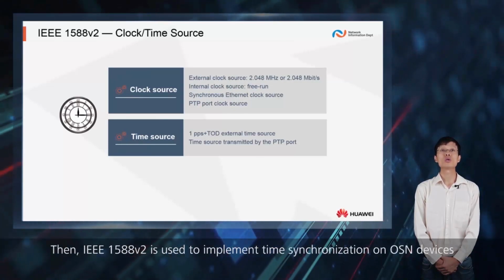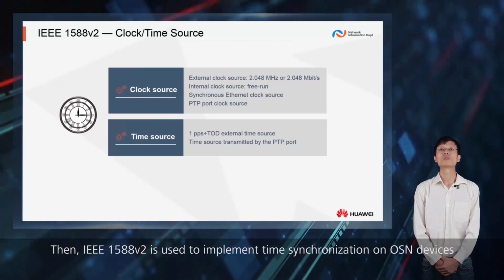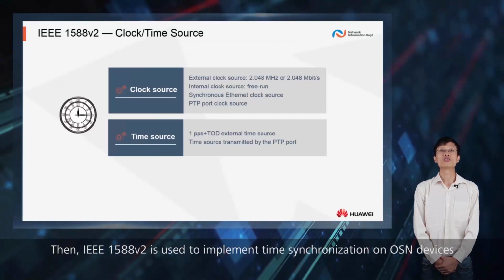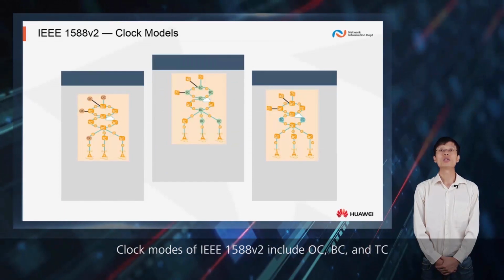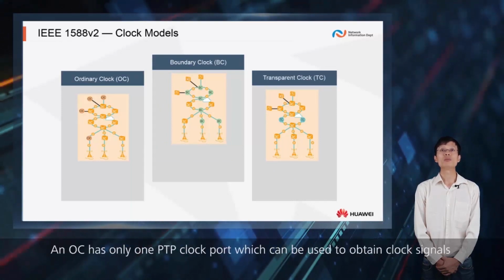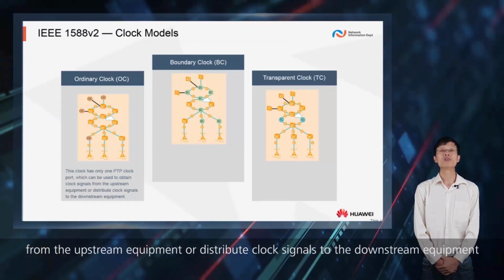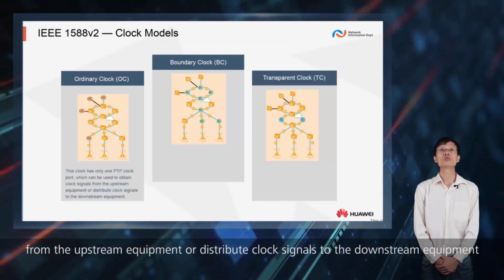Then IEEE 1588 version 2 is used to implement time synchronization on OSN devices. Clock modes of IEEE 1588 version 2 include OC, BC, and TC. An OC has only one PTP clock port, which can be used to obtain clock signals from the upstream equipment or distribute clock signals to the downstream equipment.